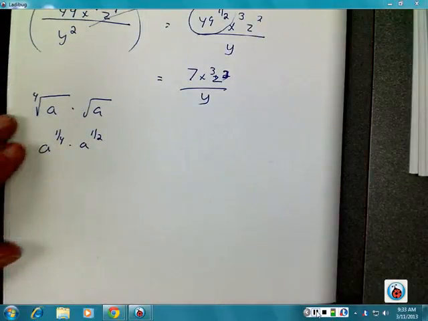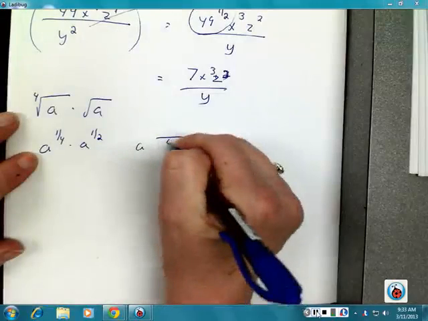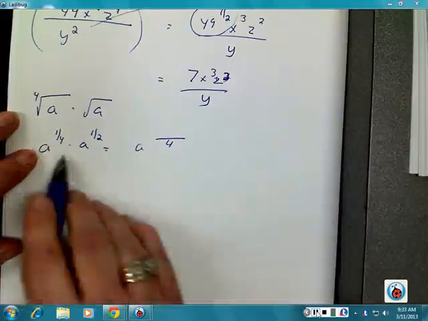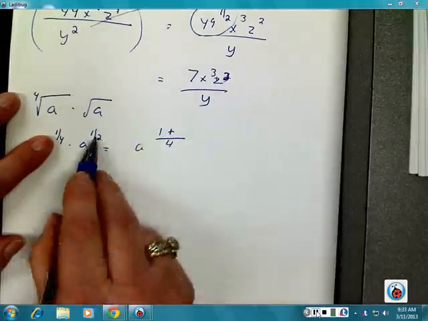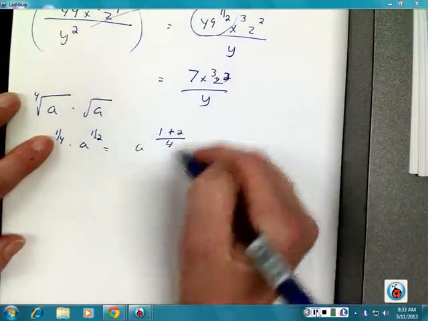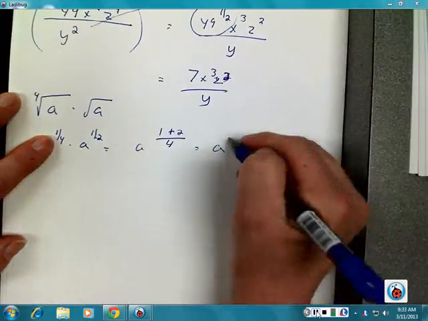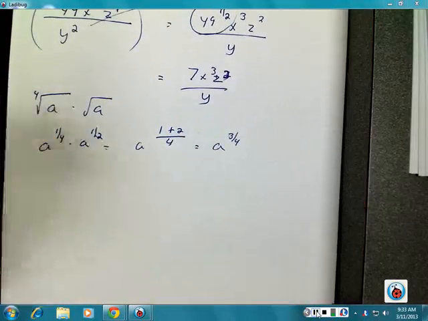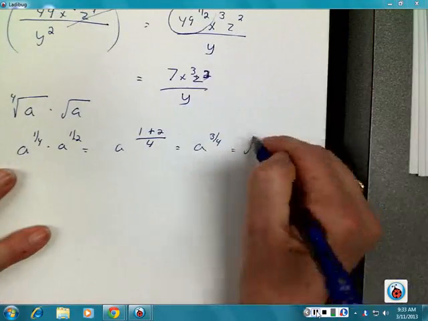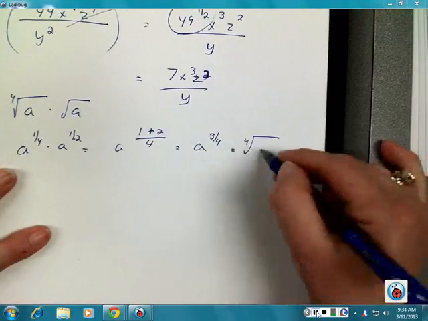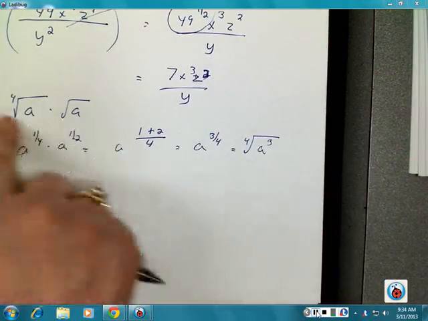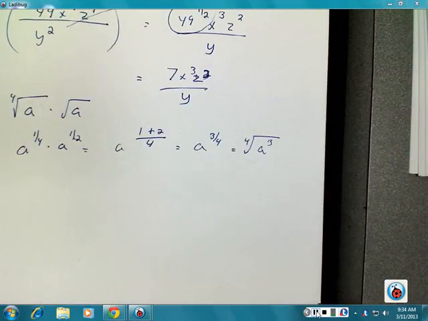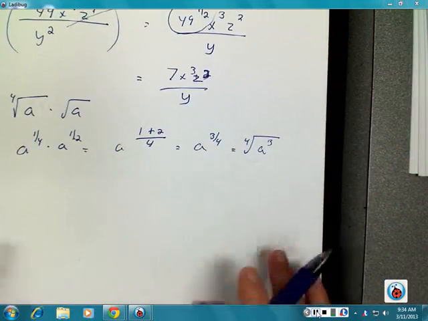Because now I can come up with a common denominator. Common denominator is going to be 4. 4 goes into 4 once. 1 times 1 is 1. 2 goes into 4 twice. 2 times 1 is 2. So I'm left with a to the 3/4. So you can work with some of those, and then if you turn this back into radical notation, it's the fourth root of a cubed. And you have an answer to these 2 separate pieces that you happen to have been given with that.